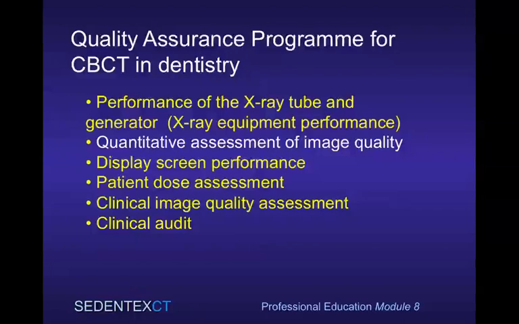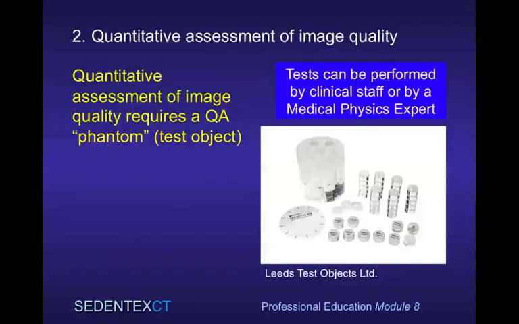Let's move on to quantitative assessment of image quality. This requires the use of a QA phantom, which is basically a test object which we can expose to produce images which can be assessed in an objective way. This may be supplied by the equipment manufacturer when you buy a cone beam CT piece of equipment, but it may not in some instances.